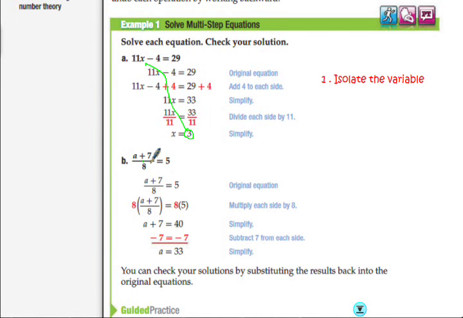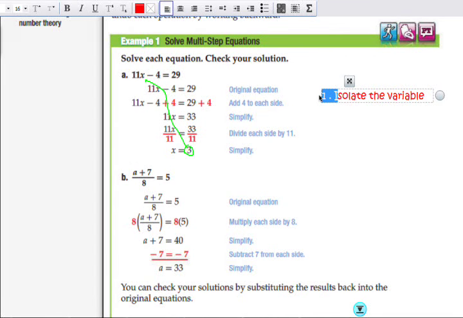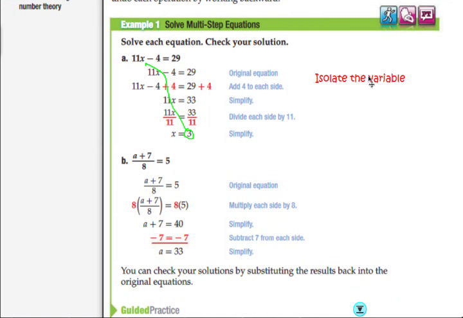Here, a little bit more complicated. Again, isolate the variable. That's the big key. From there, this one, we have to remember that the fraction bar is a grouping symbol. So I'm going to multiply both sides by 8 to get rid of the fraction, and then I'm going to subtract the 7. Very easy, and again, it says right here the same thing that I just said. You can always check your solutions by substituting the answer you get back into the original equation.